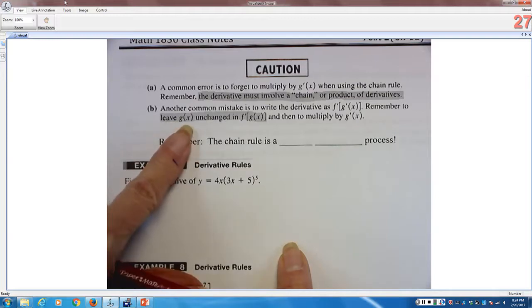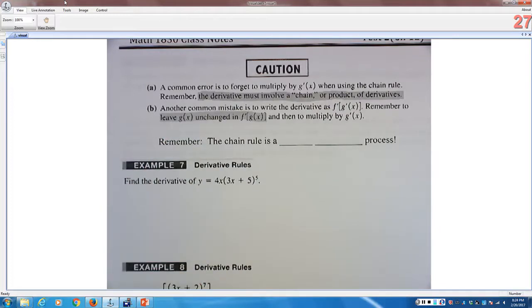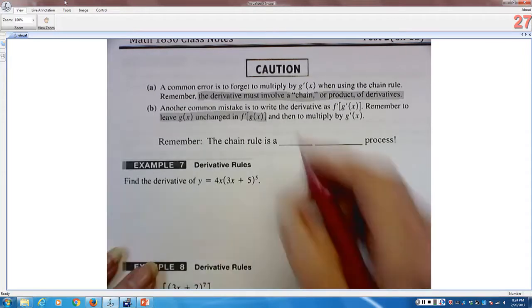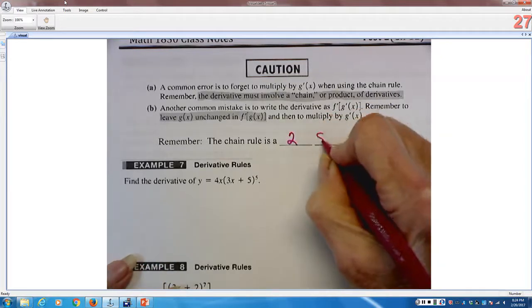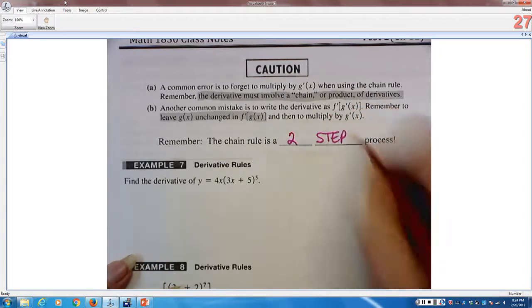And g of x stays unchanged. When it sits in parentheses, it doesn't change. Only when you take its derivative, and it can't change till it comes out of the parentheses, which is when you take the derivative. So the thing to remember here is the chain rule is a two-step process.